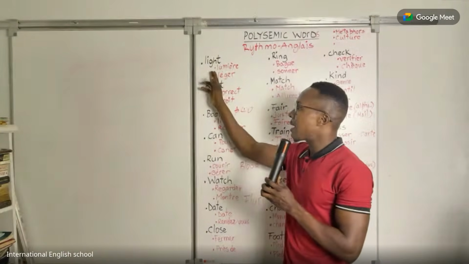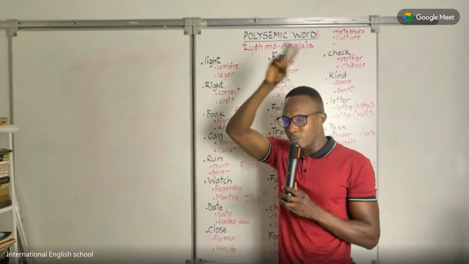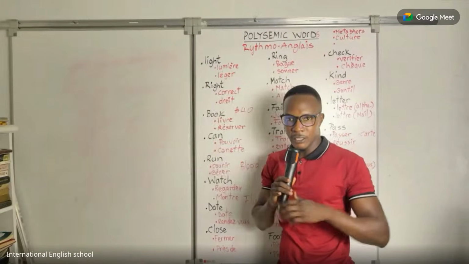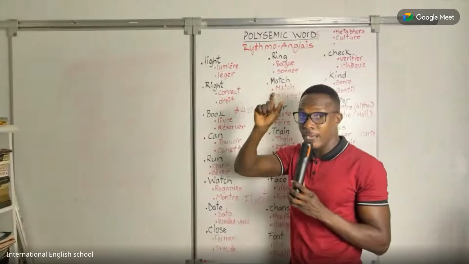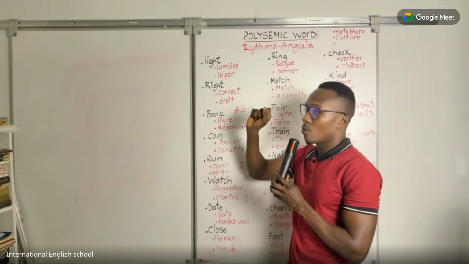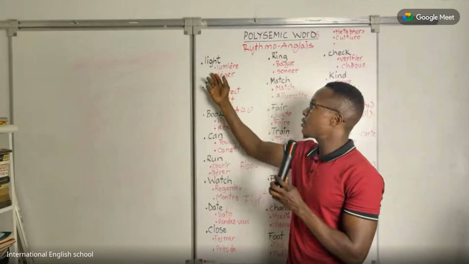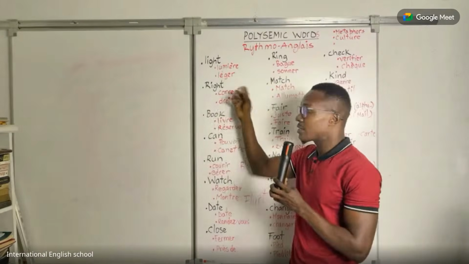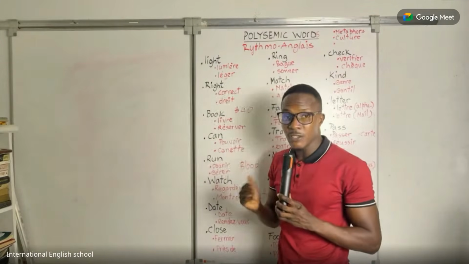Automatically you think about the object that we use to bring light to a place, right? So you say light, okay, lumière. When it comes to a noun, it means lumière. When it comes to an adjective, it means léger. In Haitian Creole, we say fai, but you can also say léger ou légère.